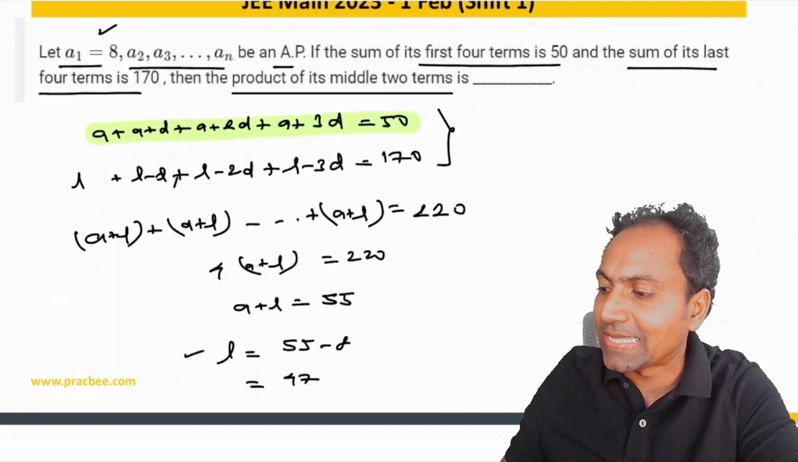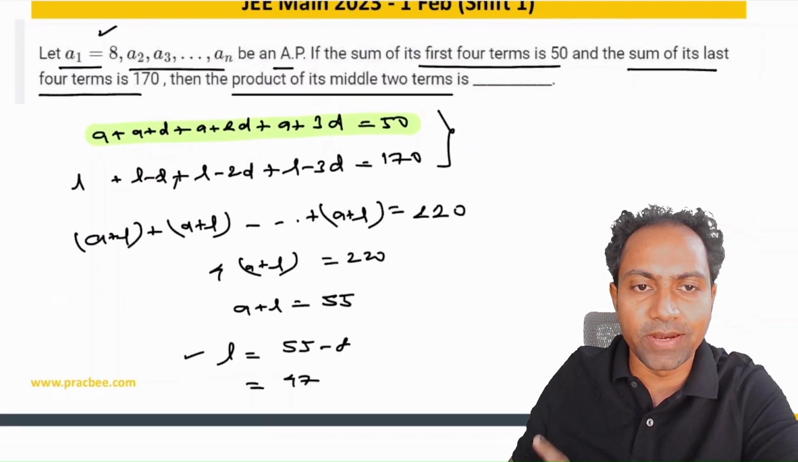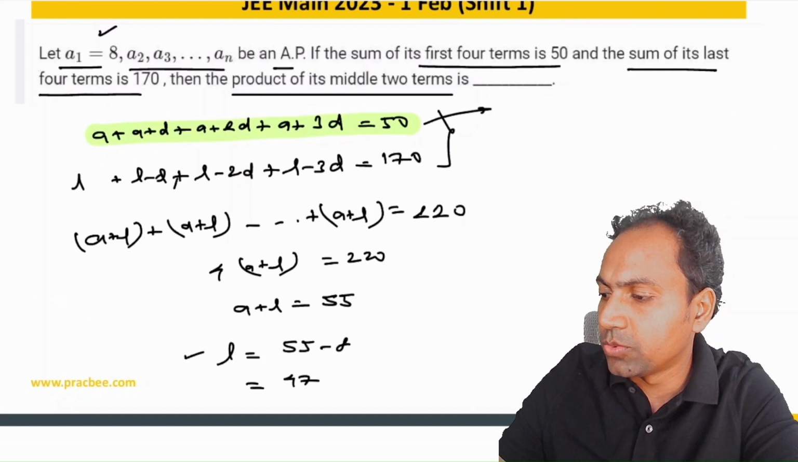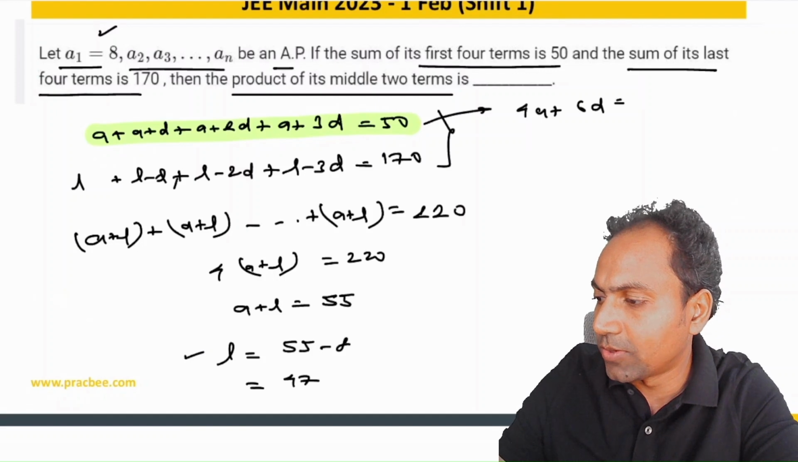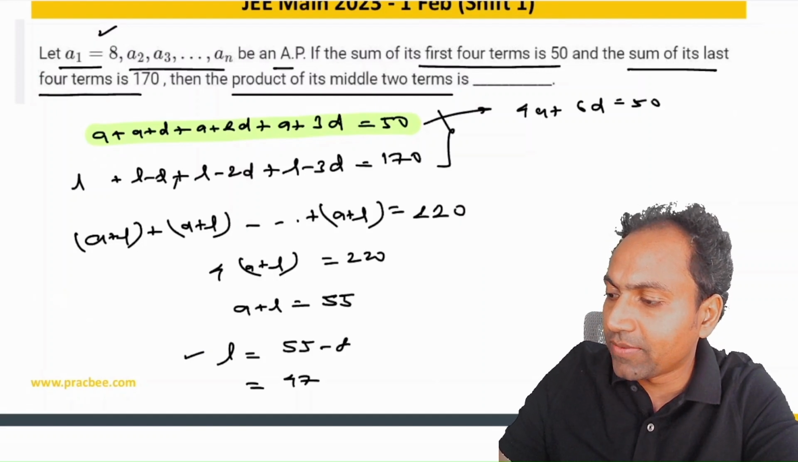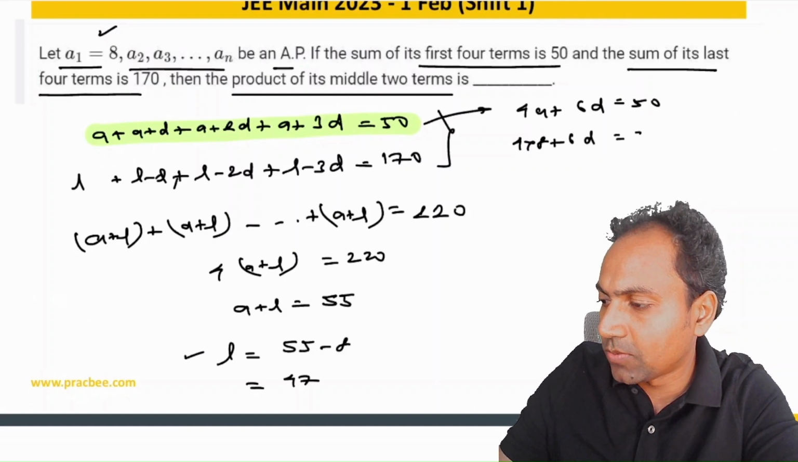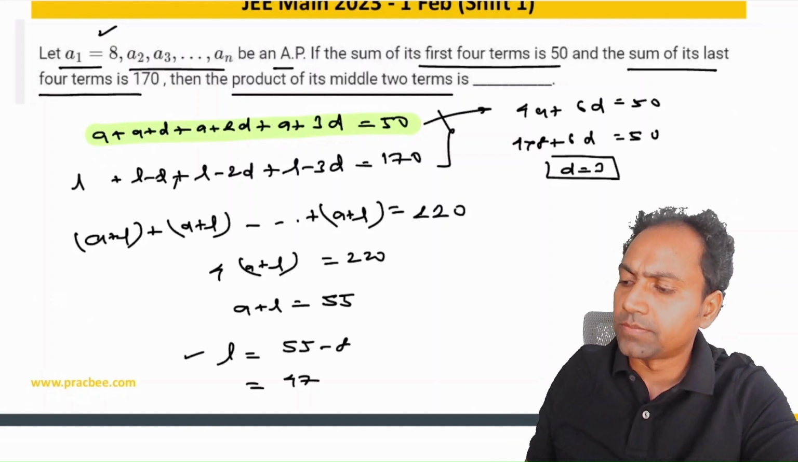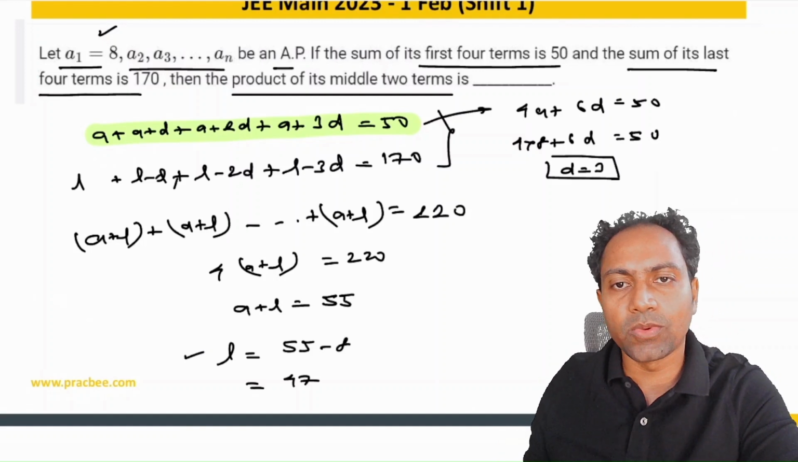The question says that we have to find the value of d. For finding the value of d, we will use our first relation. This is 4a plus 6d equals 50. a is already given as 8, so 4 into 8 plus 6d equals 50. You can solve and get the value of d as 3. Once you have done that, you can move ahead.